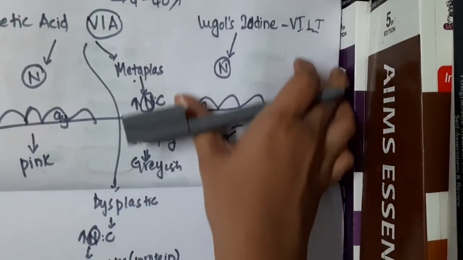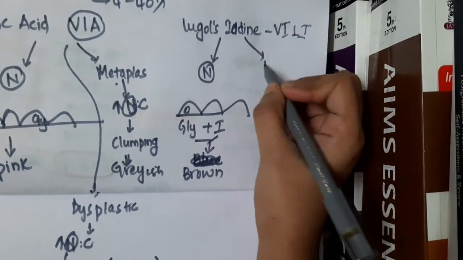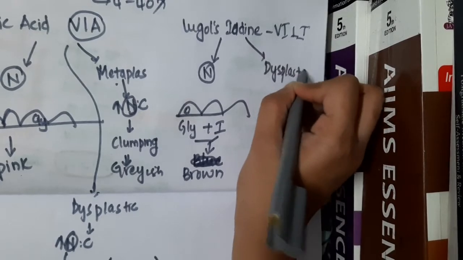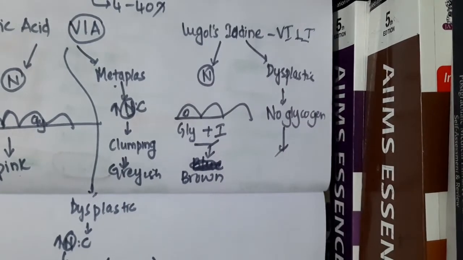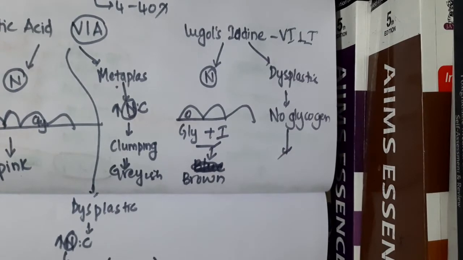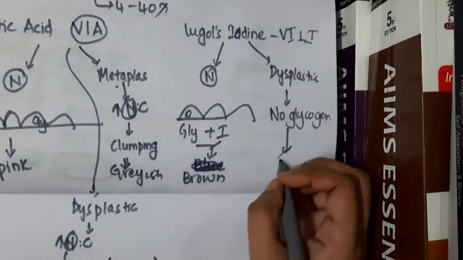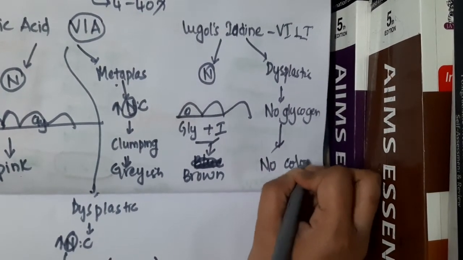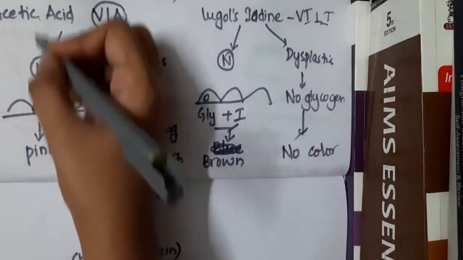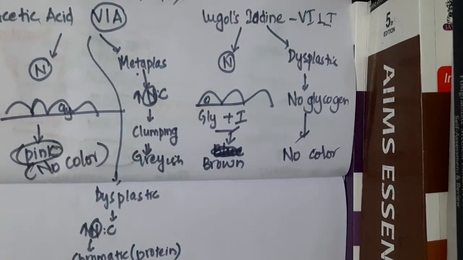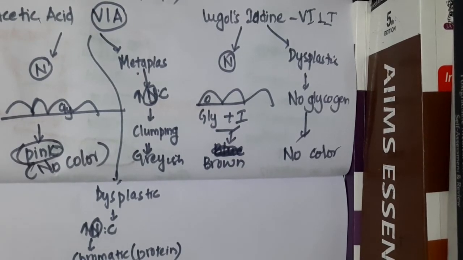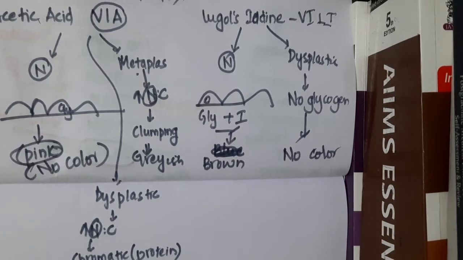Then with Lugol's iodine, in dysplastic cells the glycogen is lost. Because there is no glycogen in the dysplastic cells, iodine has no friend to combine with, and as a result it does not produce any color. Even here, acetic acid does not produce any color. Pink is the normal color seen in the cervix. So these are the things you see on adding acetic acid and Lugol's iodine with the help of colposcopy.